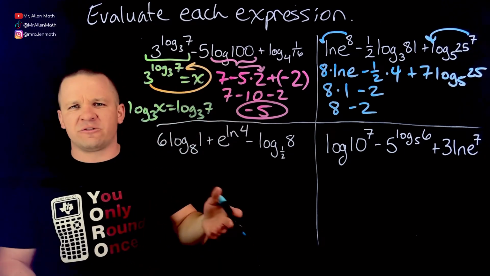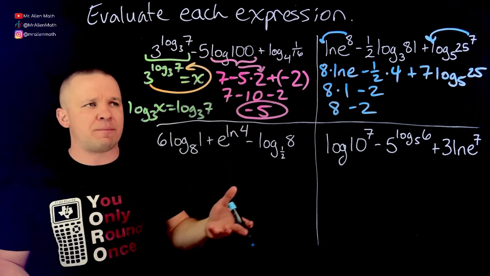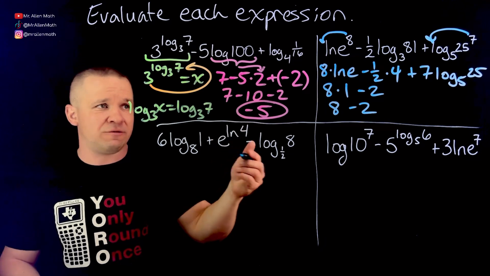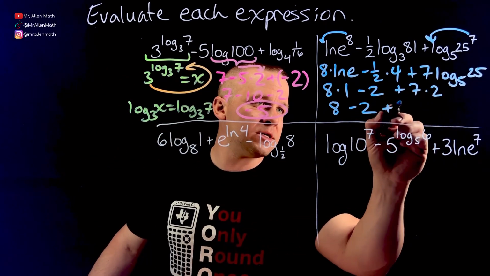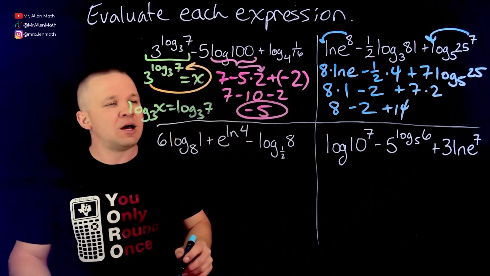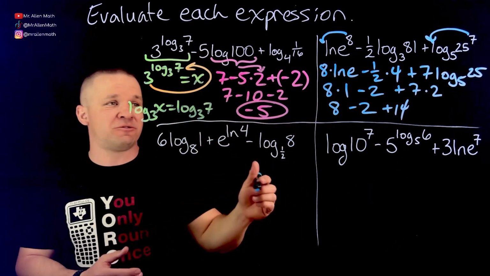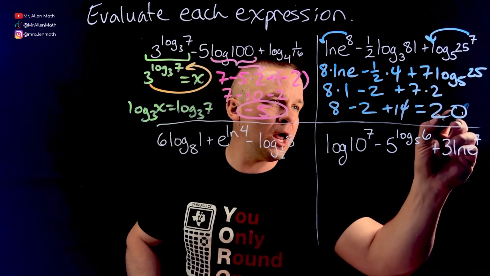So now what's log base 5 of 25? That's something that we can evaluate by hand. 5 to the second power is 25. So plus 7 times 2, which would be plus 14. Oh, boy. Now we're ready to work. 8 minus 2 is 6, plus 14 is 20.